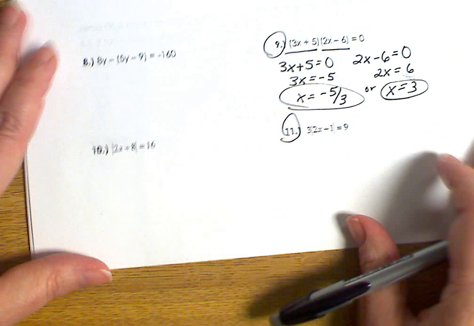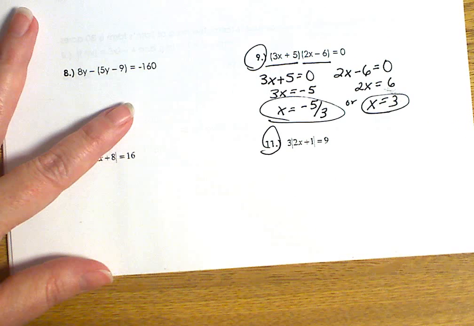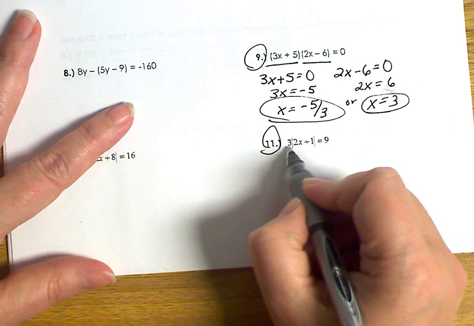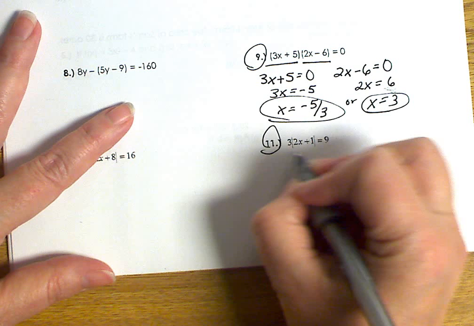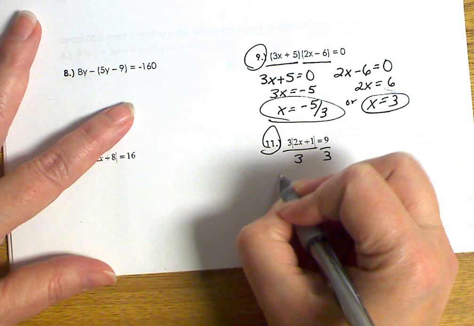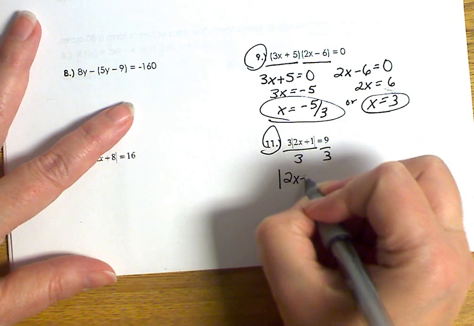Because absolute value, what happens? The first thing you always have to do is get your absolute value sign by itself. So I'm going to divide by 3. So I have the absolute value of 2x plus 1 is equal to 3.